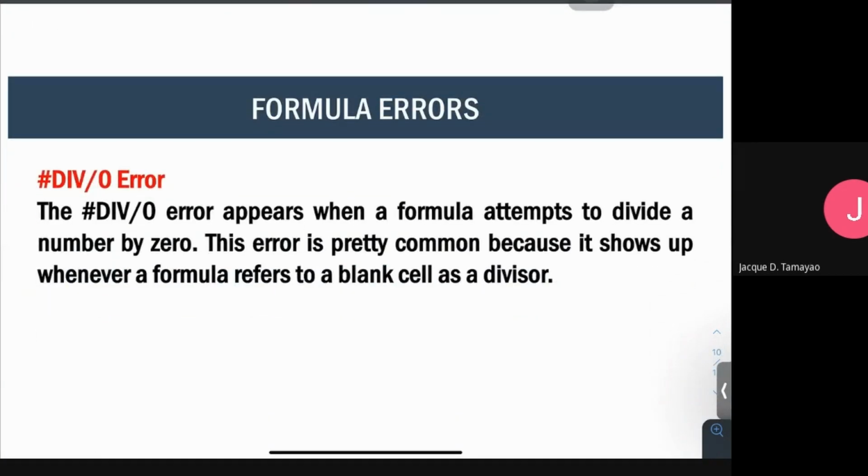Next, we have your div0 error. When do we have a div0 error? We have a div0 error if we divide a number by 0. Normally in Excel, the division of a number by 0 happens when the formula refers to a blank cell as a divisor. That's why it's div0, because you are dividing by 0 or a blank cell. That is our div0 error.